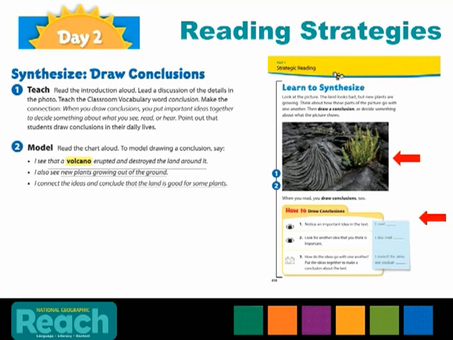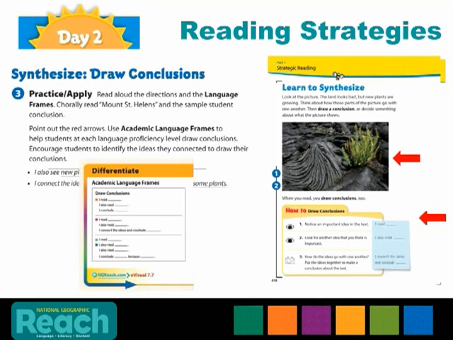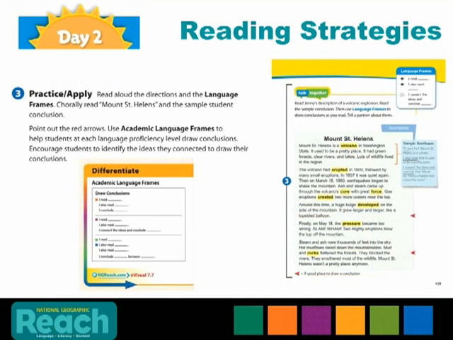Next, the strategy is modeled for students through a how-to chart right in the student book with visual cues and sentence frames. Finally, students have the opportunity to practice and apply the strategy they've learned using the differentiated academic language frames and the Talk Together practice opportunity.